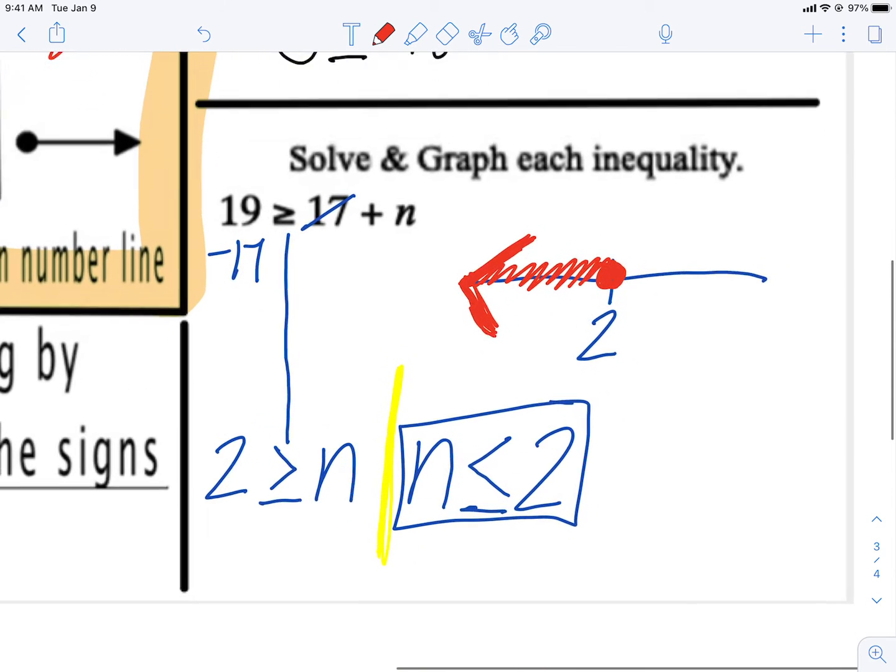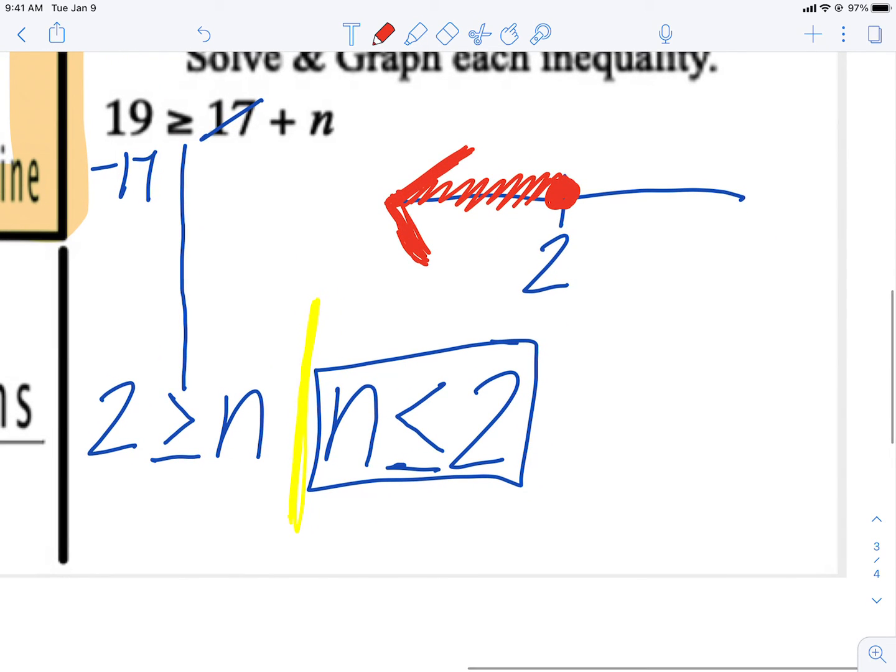Right? So that means that the answer is all the numbers that are less than 2, right? Because to the left, numbers are getting smaller. So this is 2, 1 is here, 0, -1, -2. They're getting smaller, right? So that means that I can pick any number that's less than 2, and this will be a true statement. So what number is less than 2? What's the easiest number that you can pick that's less than 2?